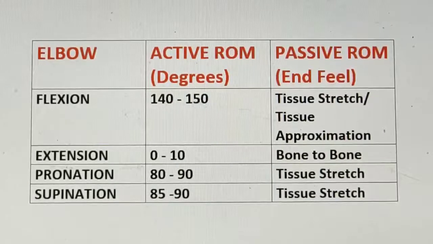Now for pronation, okay, the active range of motion in degrees for this movement is from 80 to 90 degrees, and the passive range of motion and feel, the end of the movement, is tissue stretch. Okay, for supination of the elbow, the active range of motion value in degrees is from 85 to 90 degrees, and the passive range of motion and feel is again tissue stretch. So here you go, guys. These are the normative values of the range of motion of the elbow joint.